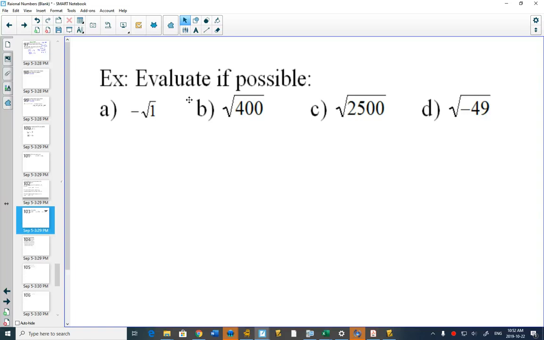You can do a negative out front, but you can't do a negative inside. So I'm going to tell you, if you try this one on your calculator, this one's not going to be possible. But that one is, because you do the square root first. What's the square root of 1? 1. And so this one just becomes minus 1.